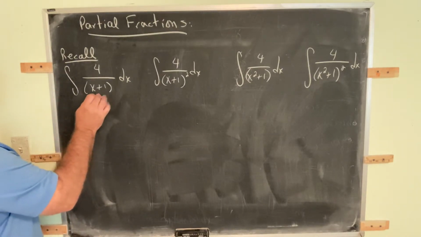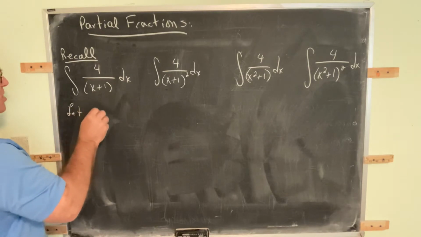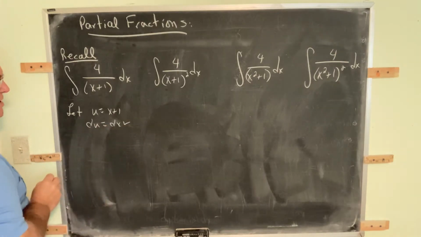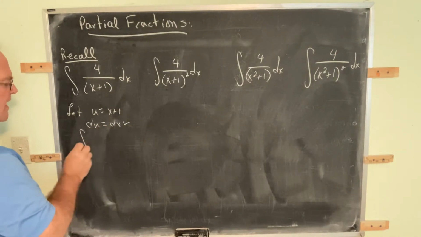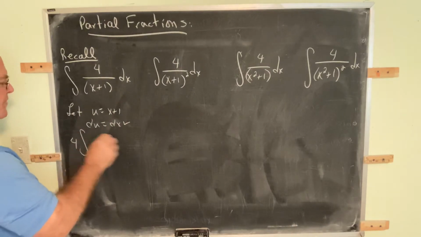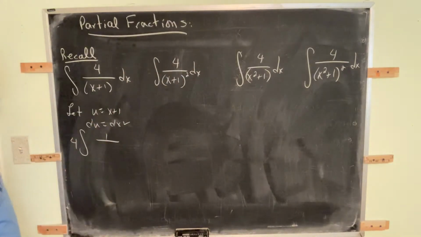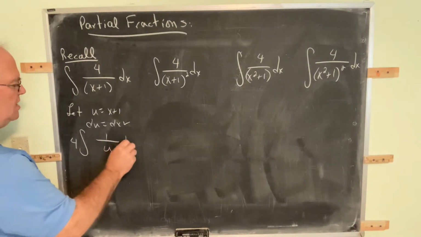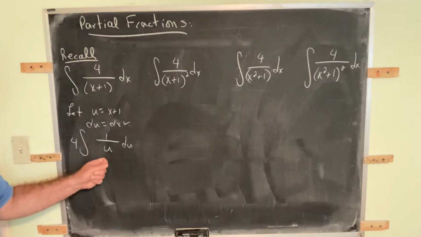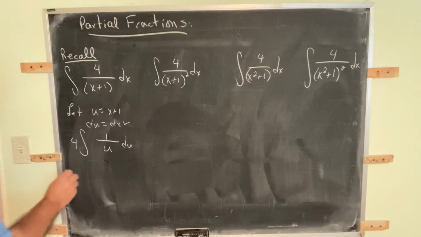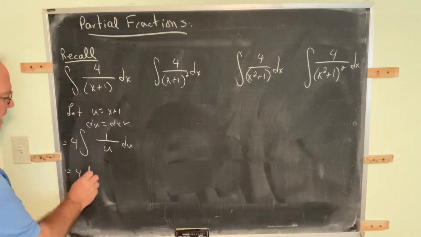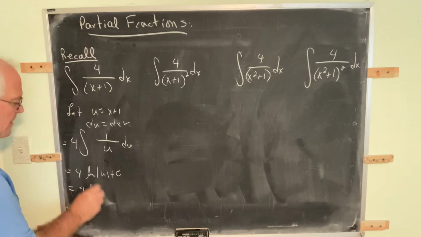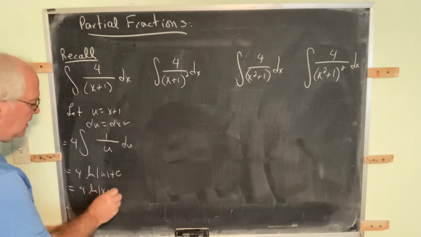This first is straightforward. Let U equal x plus 1, du equals dx, and the substitution is exact. You can take this 4 and throw it out front. In each of these cases, you can throw this 4 out front if needed. But this is 1 over u du. This is the natural log form. And so it's not too hard to see that this is 4 times the natural log of the absolute value of u, and then going back to the original variable, 4 times natural log of the absolute value of x plus 1.